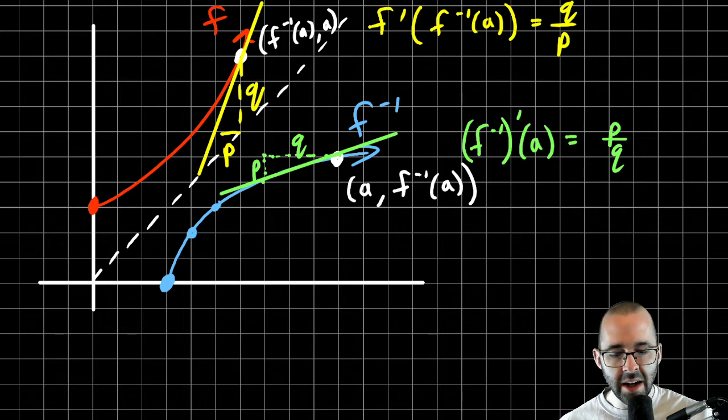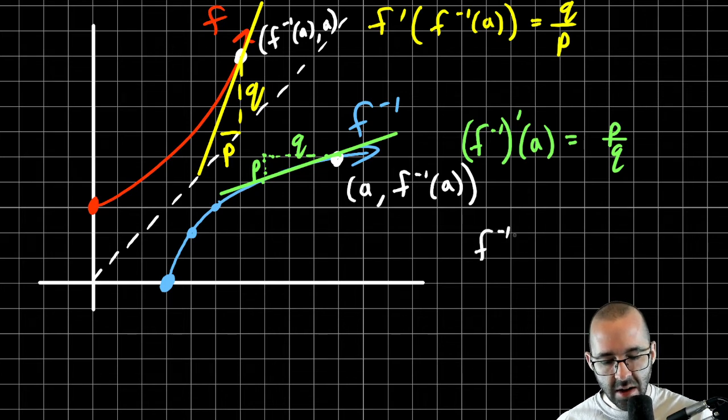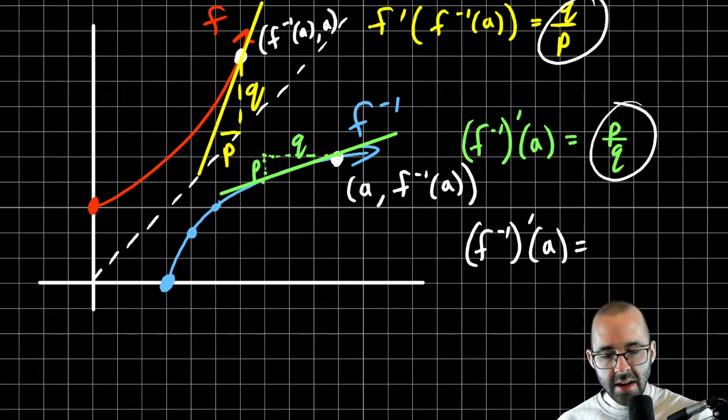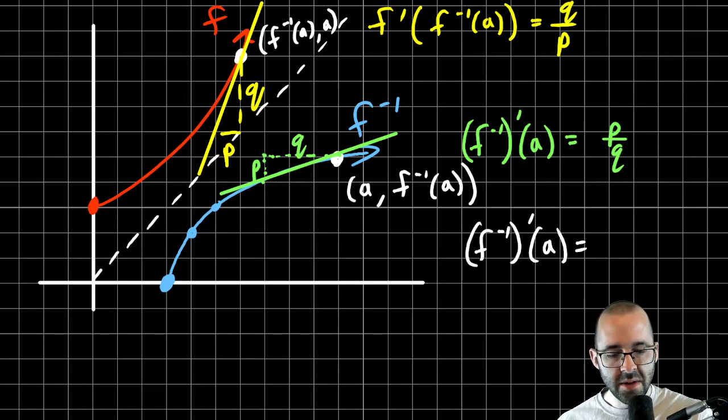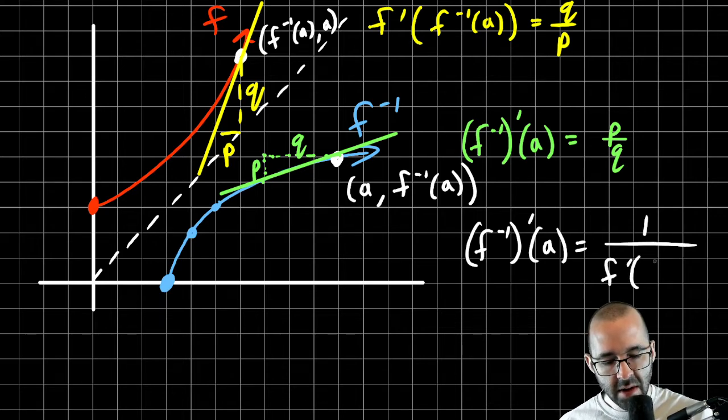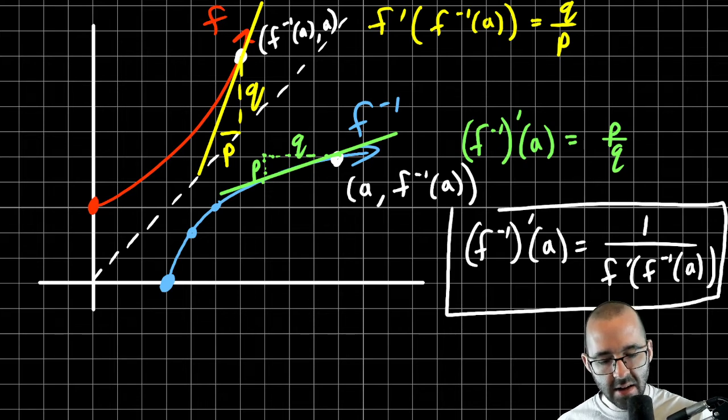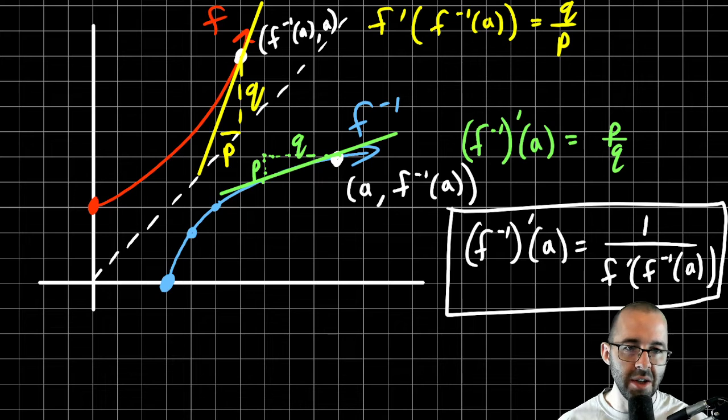So that's all we're going to write. Let's connect these dots, right? This is going to be our theorem: the derivative of an inverse function at any point a is just the reciprocal of that. What's the reciprocal of q over p? It's the reciprocal of this. This is going to be 1 over f prime of f inverse of a. And that is exactly the result that we're going to be using in this section.